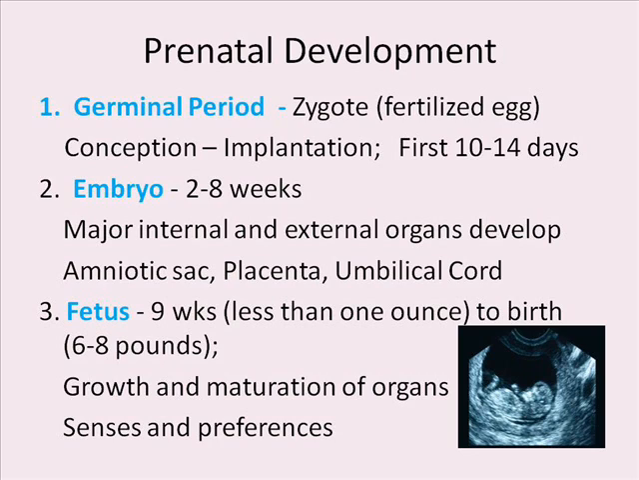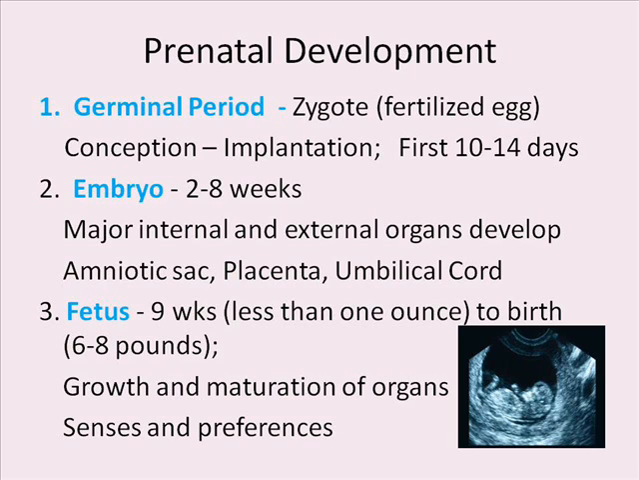Objective number 2 asks you to list the characteristics of the 3 phases of prenatal development. Prenatal development begins with conception. This is called the germinal period or the zygotic period. During the period between conception and implantation in the wall of the uterus, it takes approximately 10 to 14 days. During that period of time, the fertilized egg is referred to as a zygote, and as I mentioned, sometimes this is called the zygotic period instead of the germinal period.